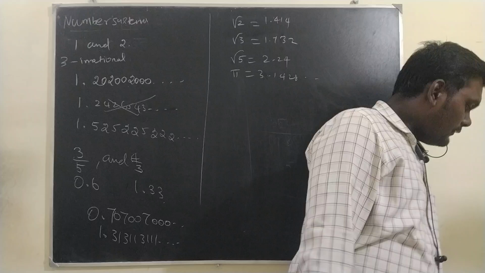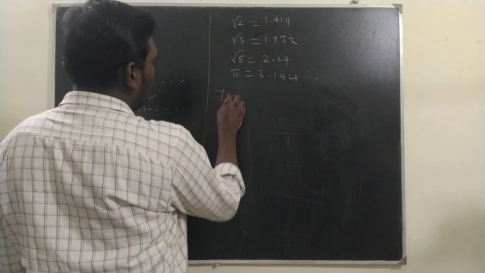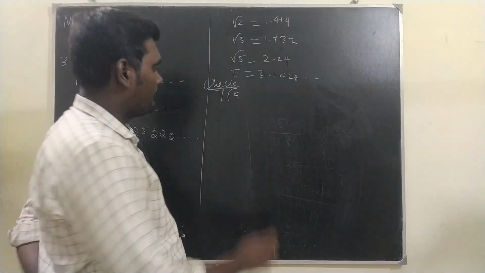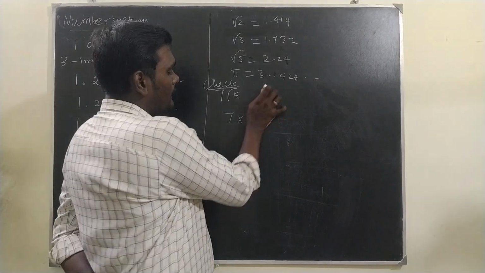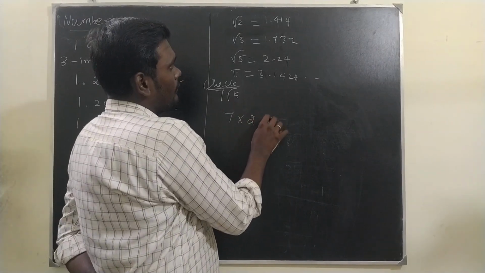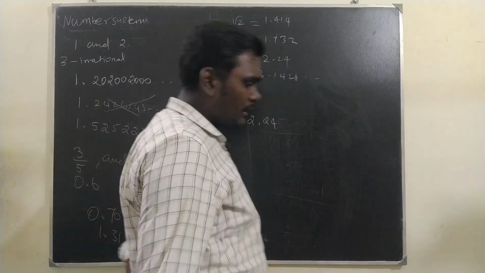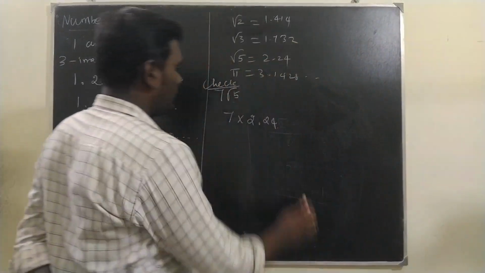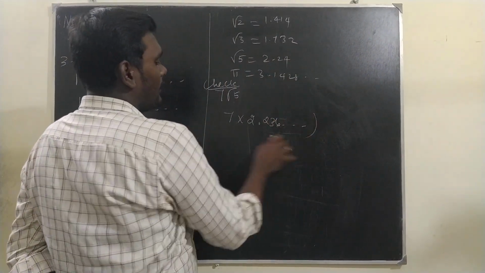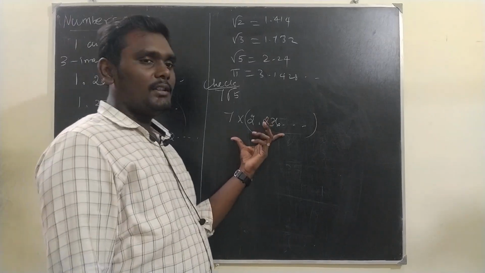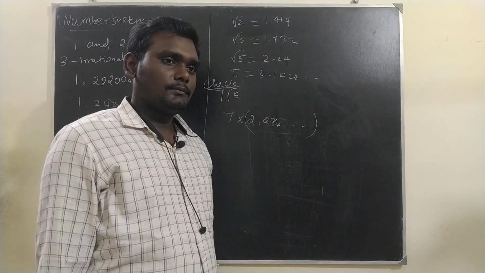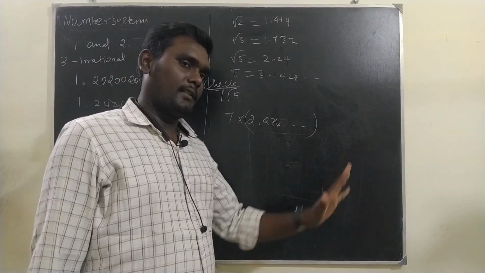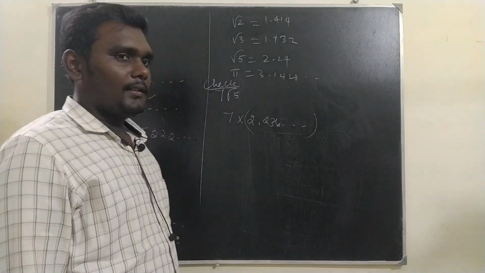We need to check whether 7 root 5 is a rational or irrational number. How will you check? What is the decimal expansion of root 5? 2.24, after that 236 and so on. So this is a non-terminating, non-repeating decimal. When you multiply 7 with this, again we get a non-terminating, non-repeating decimal. Therefore, 7 root 5 is an irrational number. The same way for everything.